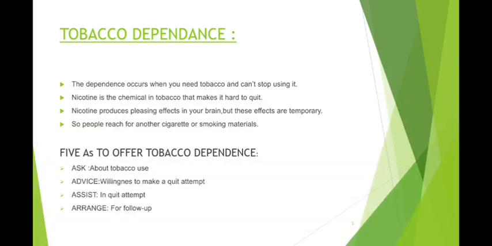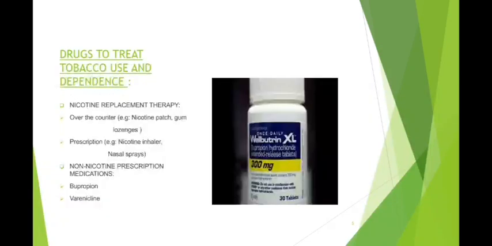The 5 A's to offer for tobacco dependence: first, ask about tobacco use; then advise, willingness to make a quit attempt; third, assist in the quit attempt; and the last one is arrange, that is, for follow up.